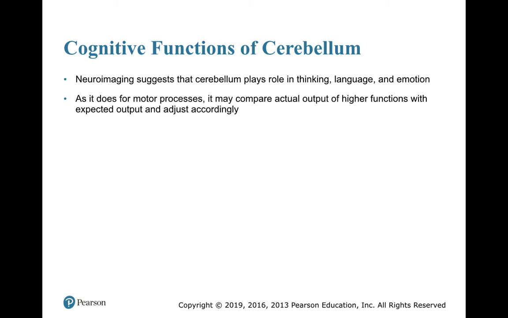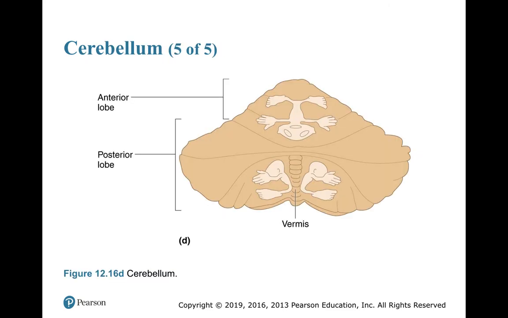Neuroimaging also suggests that the cerebellum plays a role in thinking, language, and emotion. And like it does for motor processing, it may compare actual output of higher functions with expected output and adjust accordingly. There's our homunculi within the cerebellum.